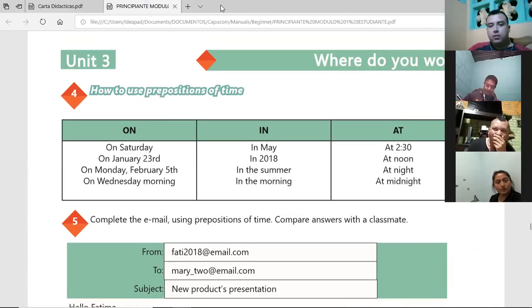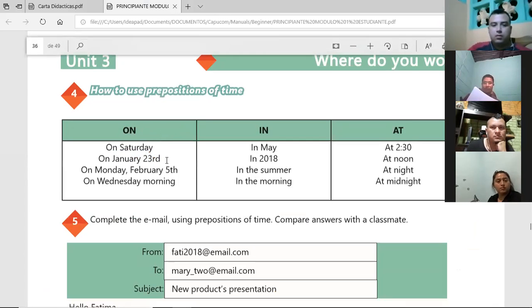Aquí estamos, ¿ven? On Saturday, on January 23rd, miren, aquí está la fecha, ¿ven? El mes y el día. Ok? On Monday, February 5th, on Wednesday morning. Ahora con in May, in 2000, también miren, en las épocas de las estaciones: in the summer, in the spring, right? Y luego con at, hora específica, noon, night, and midnight, right?